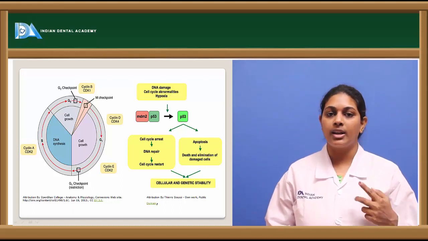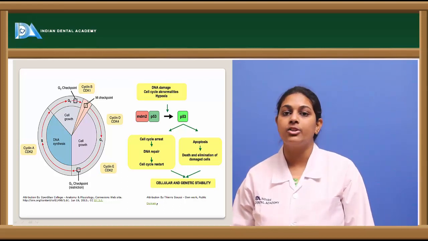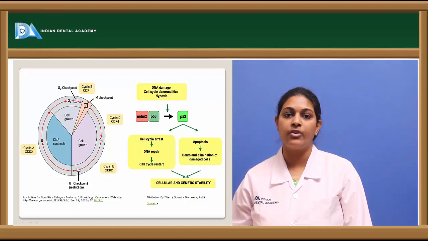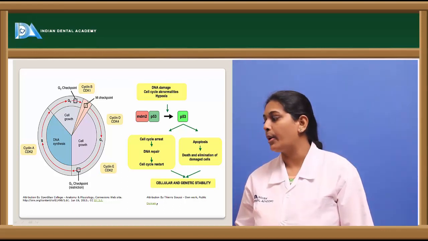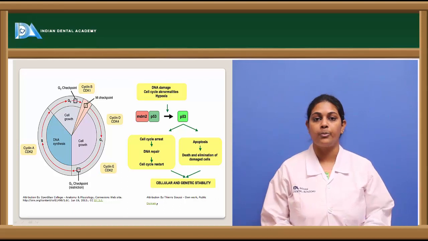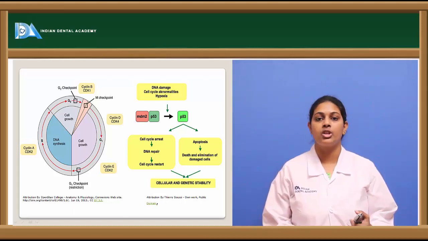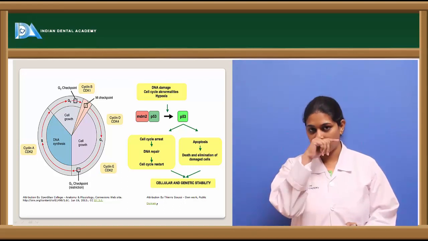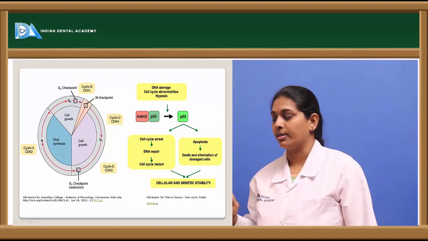P53 majorly has two functions. The first function is in the mitotic activity, that is, it repairs the cells in the G1 phase which are about to divide. Otherwise it also has a function in apoptosis, that is, it prevents the cells from further progressing from the G1 phase or the G2 phase into the synthetic or the mitotic phase, and drives them to apoptosis. This is the major function of the P53 gene.